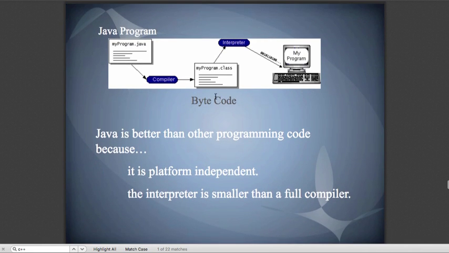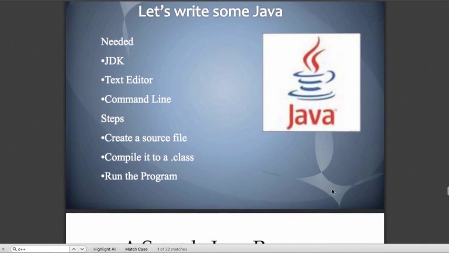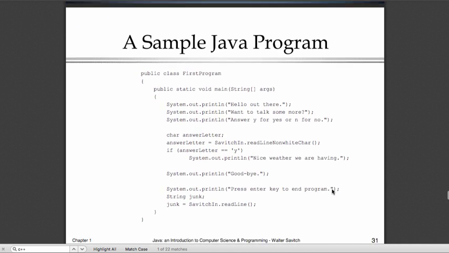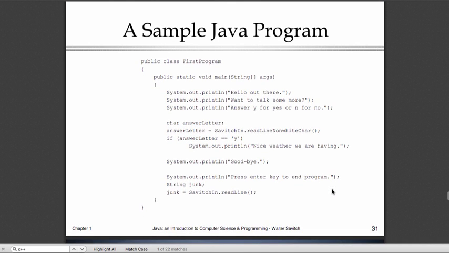It is platform independent. The interpreter is smaller than a full compiler. The best way to learn how to program is to program. Here's a sample program I want you to program. You could pause the video and copy the code, and you can even copy code from your textbook. But you should try to run a program other than just hello world. Try to run a program like this and make sure you kind of know what it is doing.